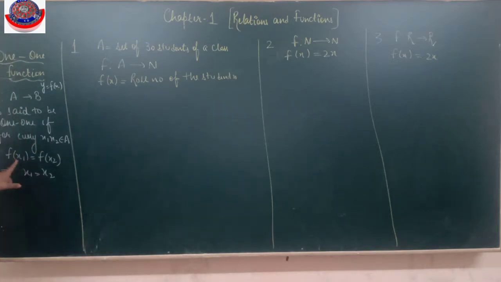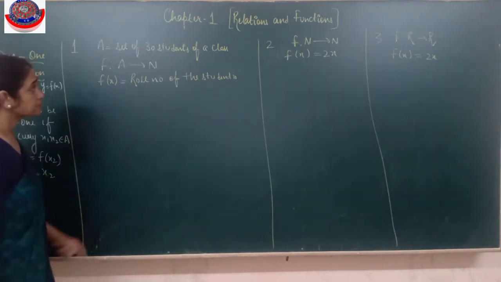Is it clear? If images are equal and the elements also come to be equal, that means if the elements are the same, then only the images are the same. If the elements are different, the images are different. So that means the function is one-one. So we can use this definition to solve the questions. Look at the question first.